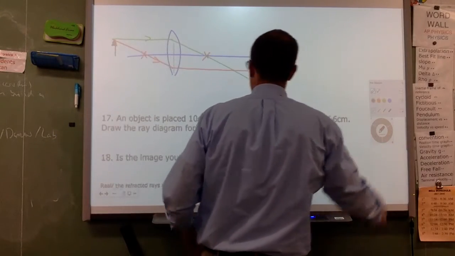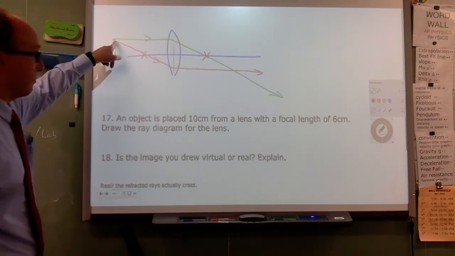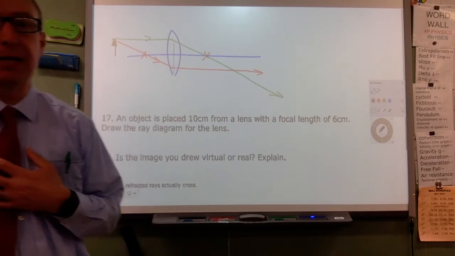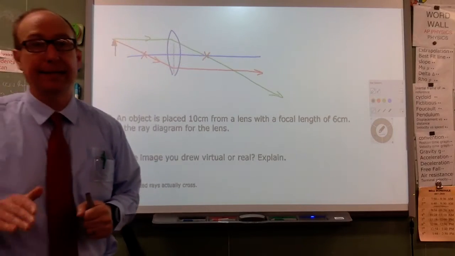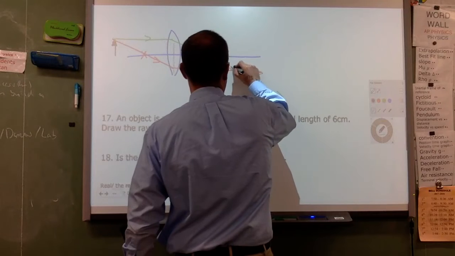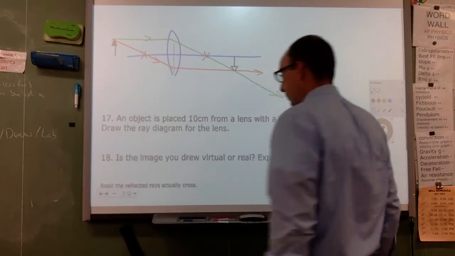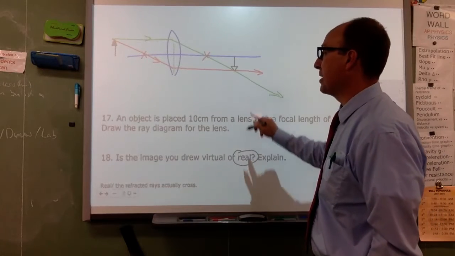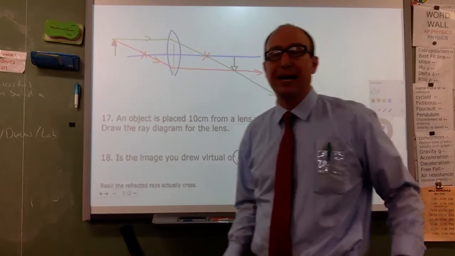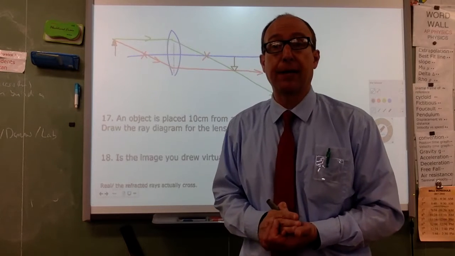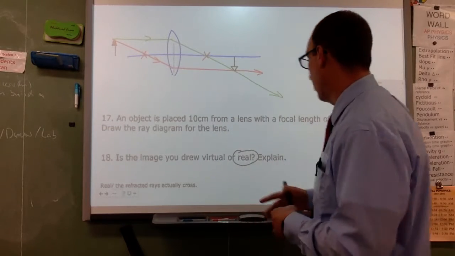And where those cross is going to be where this part of the image is. So since I started at the top of the arrow, that's going to be where the top of my arrow is. So I would say that this is real. Why is it real? You get a real image if your rays actually cross and come together to make an image. And that's the case of what we're having right here.